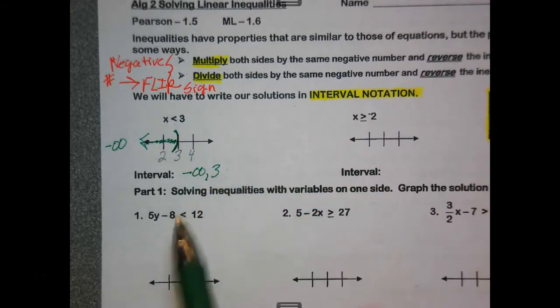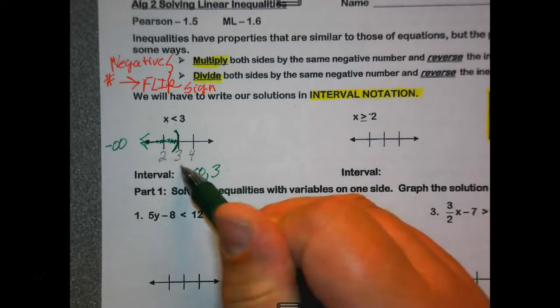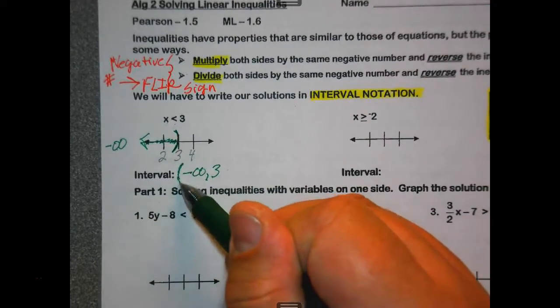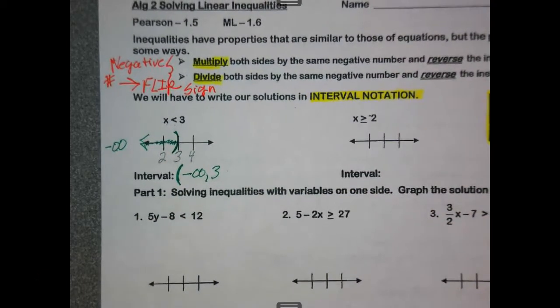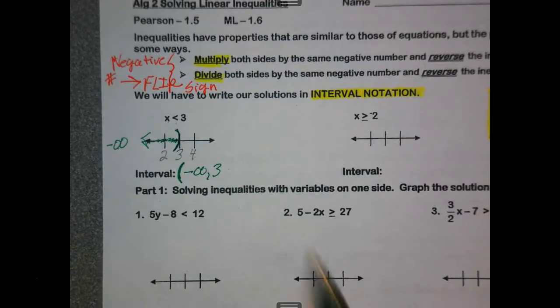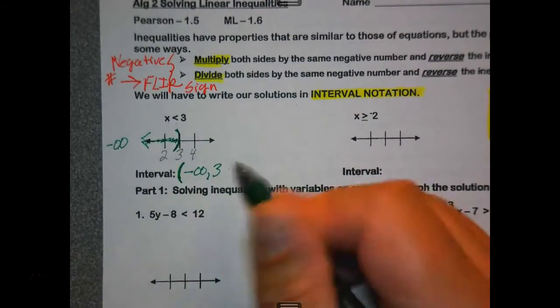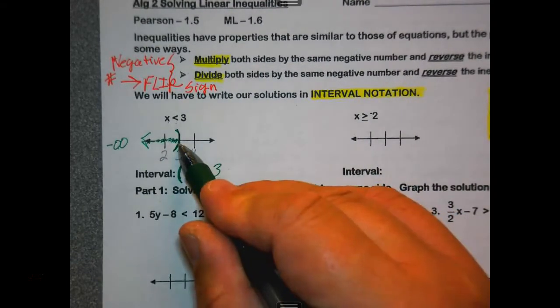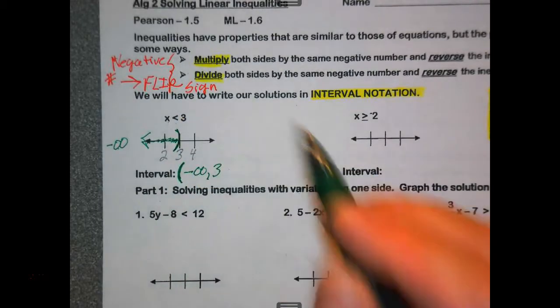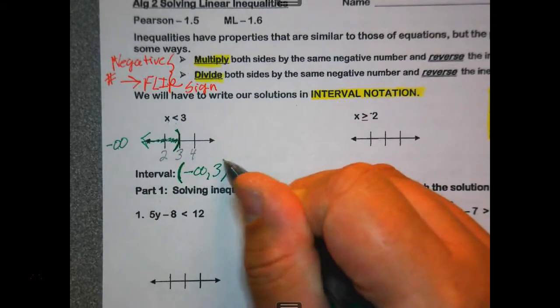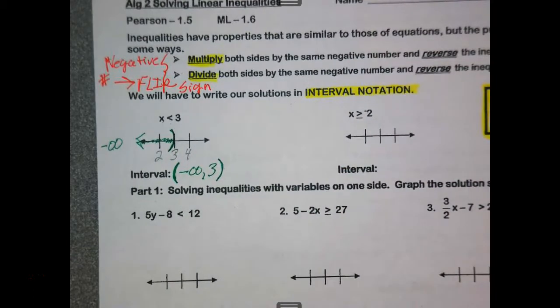Now, infinity always gets a parenthesis because you can never include the point negative or positive infinity. Be careful with the larger number 3. It has the parenthesis because there's no equal sign in my inequality, and there's my interval notation. I think everybody was pretty good with that.